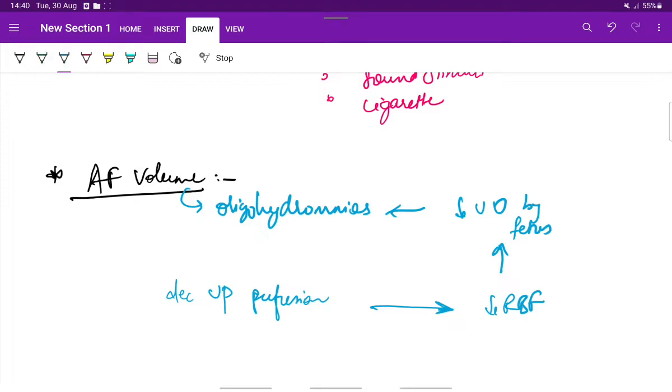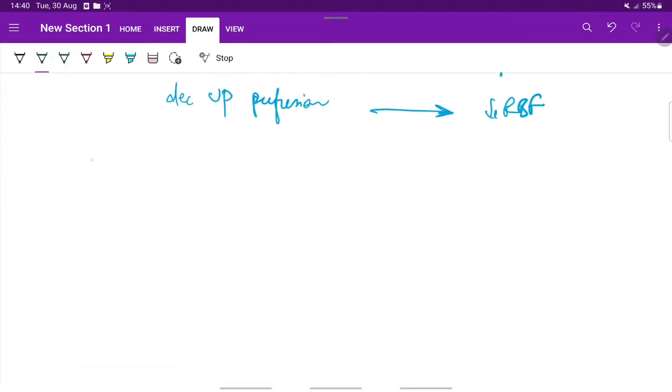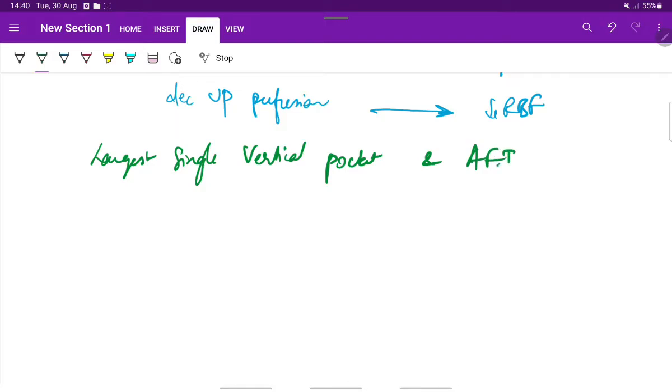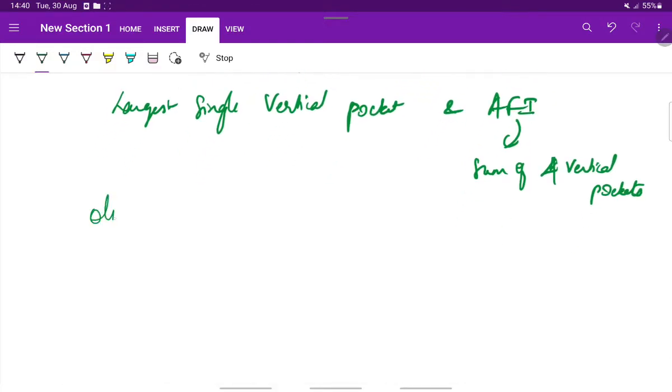So, amniotic fluid volume measurement is very important, in which we measure the largest single vertical pocket and amniotic fluid index, which is nothing but the sum of the 4 vertical pockets, one in each quadrant. Oligohydramnios is defined as amniotic fluid index of less than 5 centimeters.